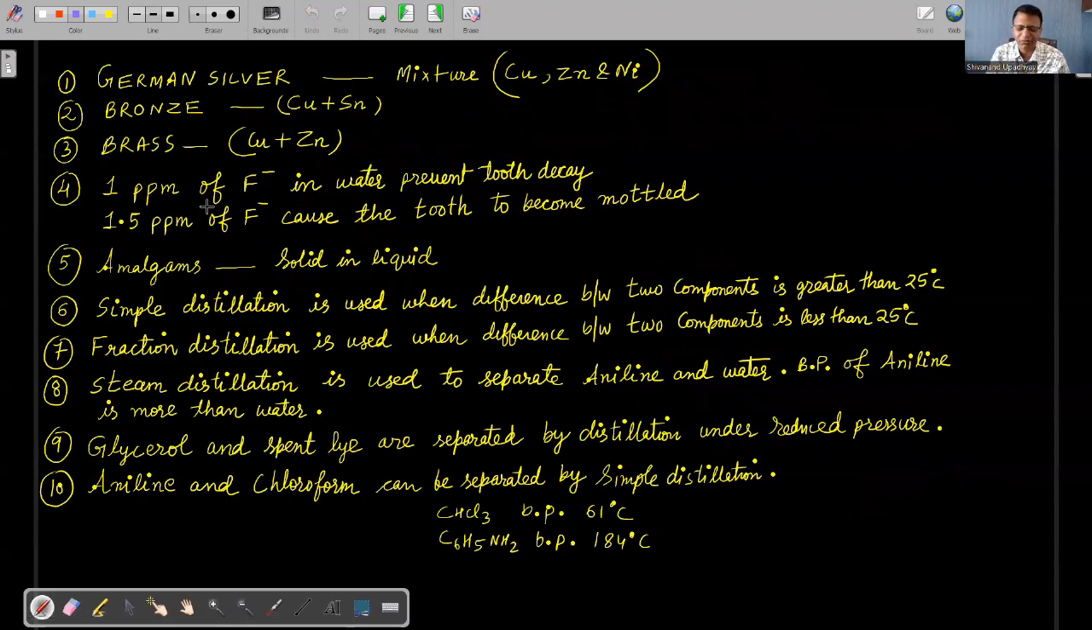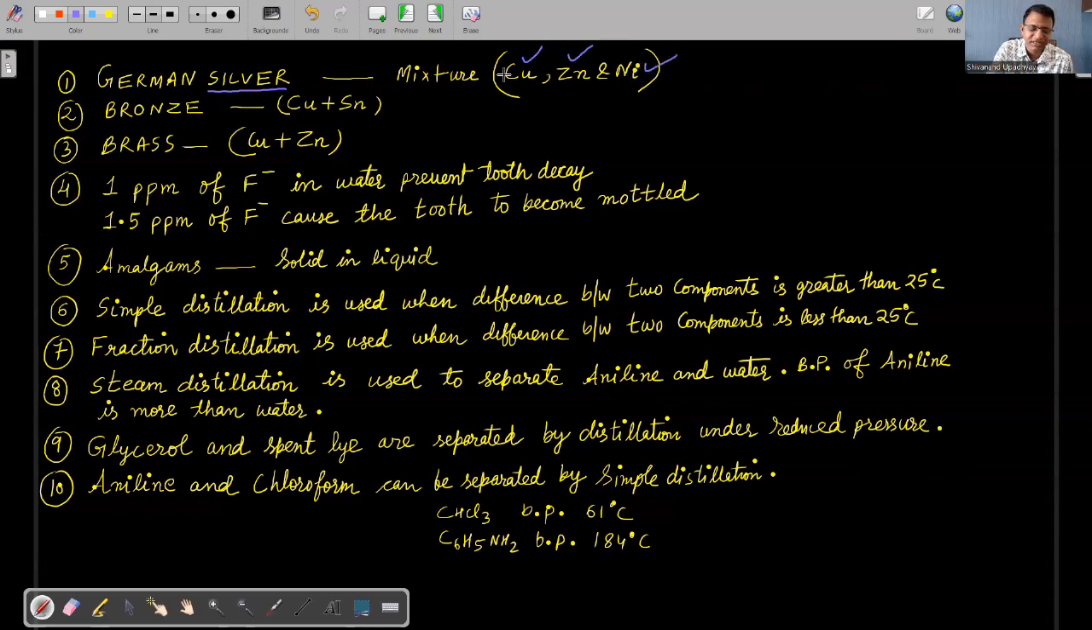Now this information is given in the liquid solution chapter and it was asked in JEE Mains, right? So this is about alloys. German silver was asked in Mains, right? So in German silver there is no silver at all. It is an alloy of copper, zinc and nickel.